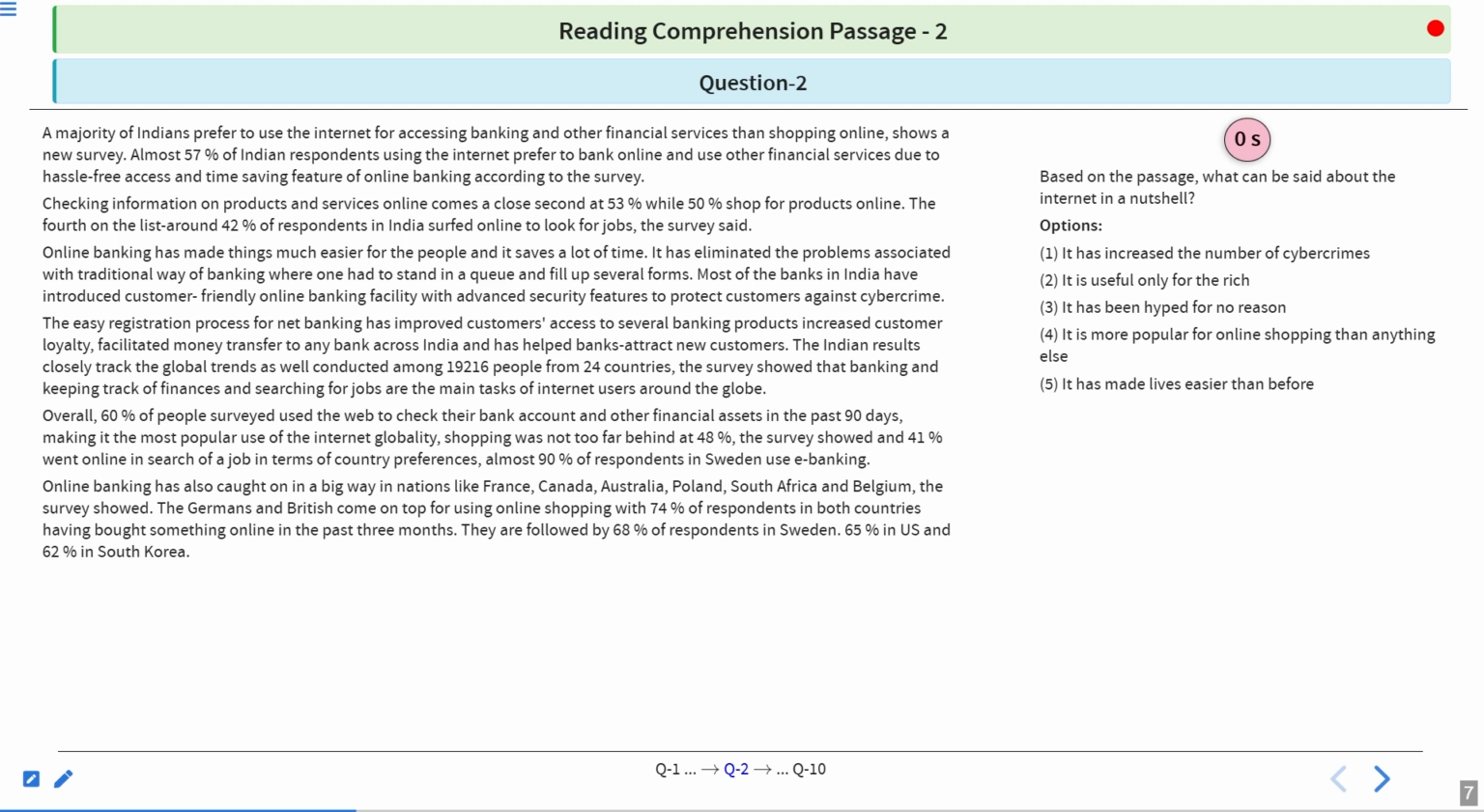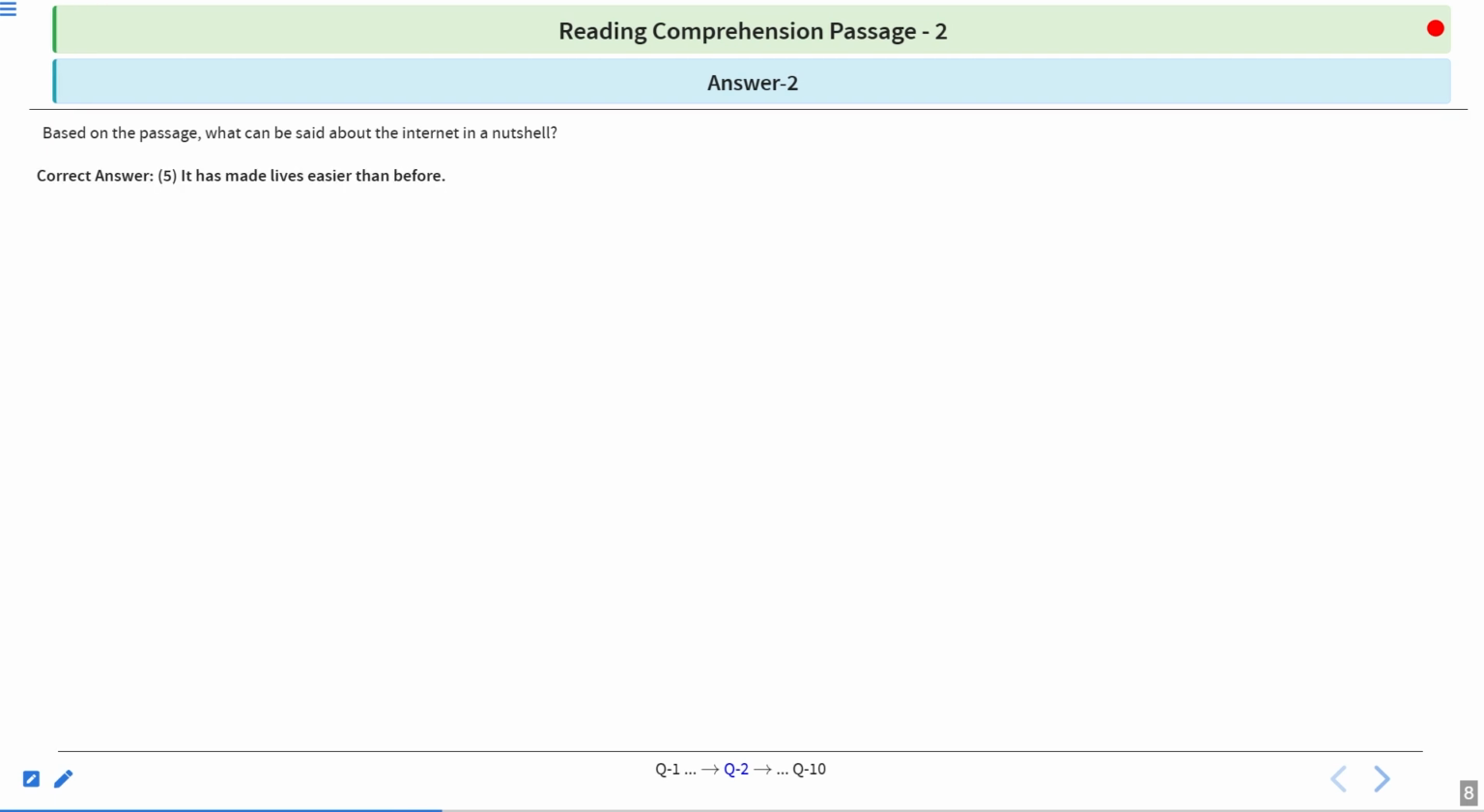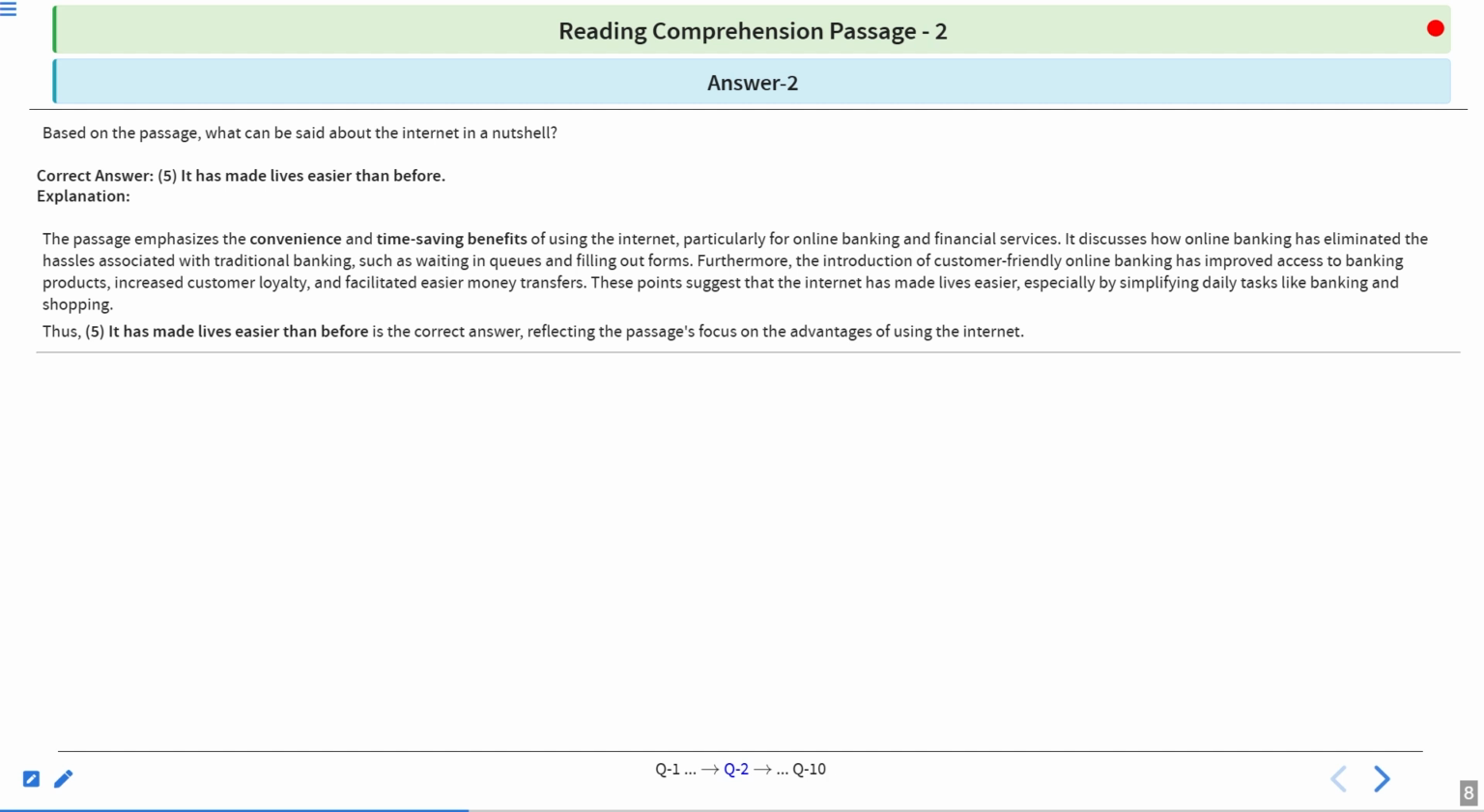I hope you've chosen the right one. Let's move to the correct answer. The correct answer is 5. It has made lives easier than before. And the explanation is, the passage emphasizes the convenience and time-saving benefits of using the internet, particularly for online banking and financial services. It discusses how online banking has eliminated the hassles associated with traditional banking, such as waiting in queues and filling out forms.